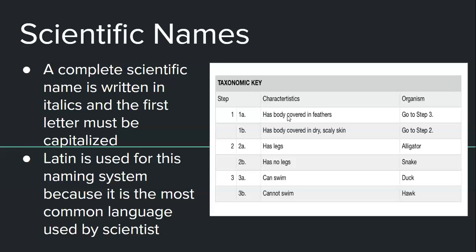Okay, so let's say it has a body covered in feathers. If we have a yes for that, we go to step 3 over here. Can it swim? If it's covered in feathers and it can swim, it's most likely a duck. If it's covered in feathers but it cannot swim, it might be a hawk. Or does it have a body covered in dry, scaly skin? Yes, okay. Does it have legs? It might be an alligator. If it has no legs, it can be a snake. So they use this taxonomic key because it's very easy to read, and the organism name is going to be on the right-hand side, depending on what it is.